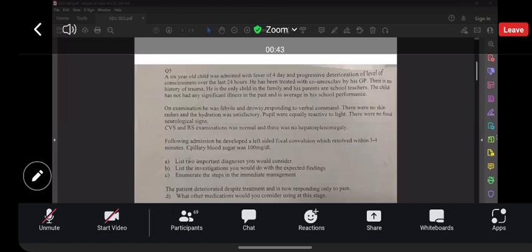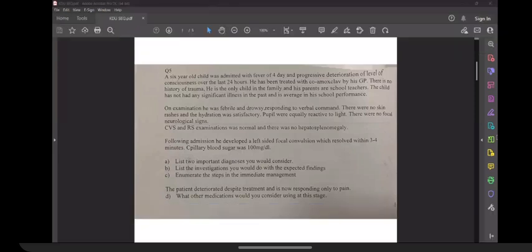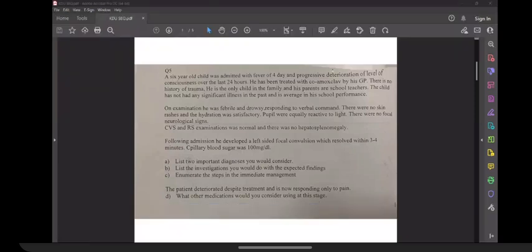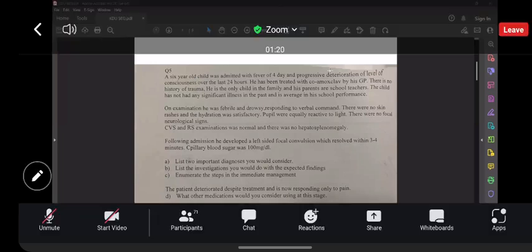Anyone else has any other options for that particular component? Anyone else has written anything? Does everybody agree? Madam, what about just encephalitis? Just encephalitis, yeah, we would have given marks. Yes, just encephalitis also would have got complete marks.